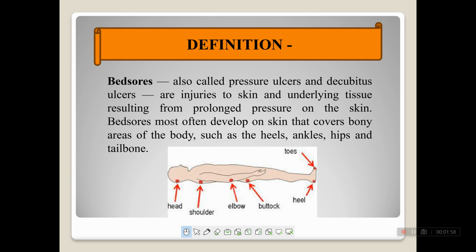What is the definition of a bed sore? Firstly, a bed sore is also called a pressure ulcer and a decubitus ulcer. It is an injury to the skin or underlying tissues resulting from prolonged pressure on the skin. A bed sore most often develops on areas of skin that cover the bony areas of the body, such as the head, shoulder, elbow, buttock, heel and toes.